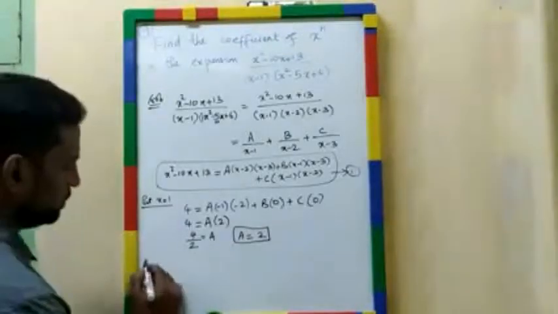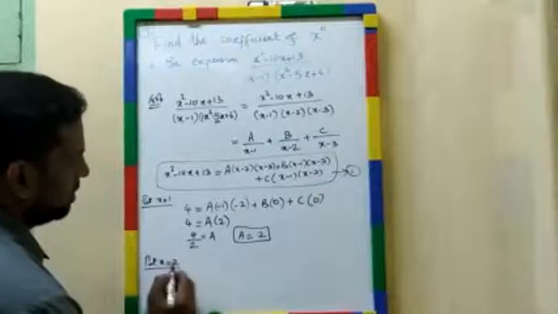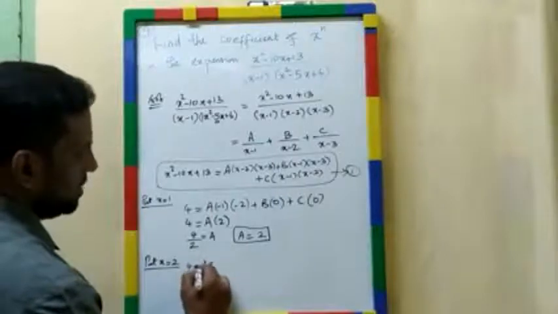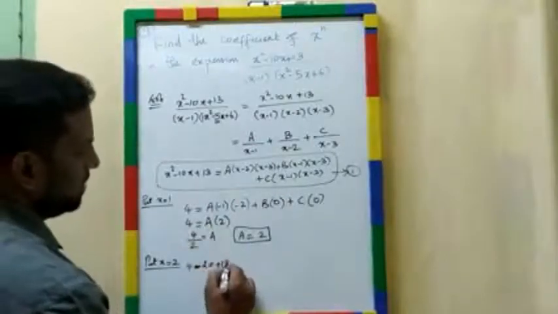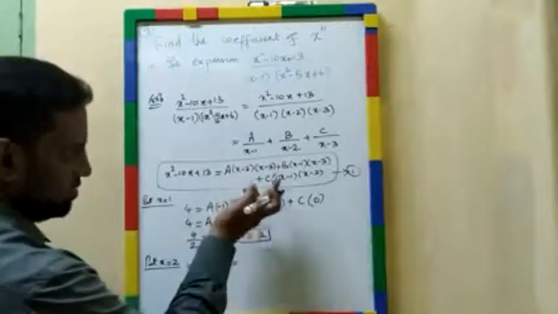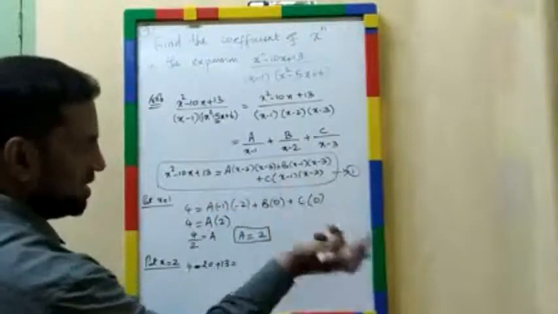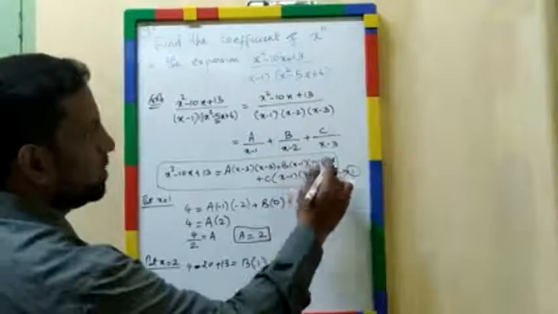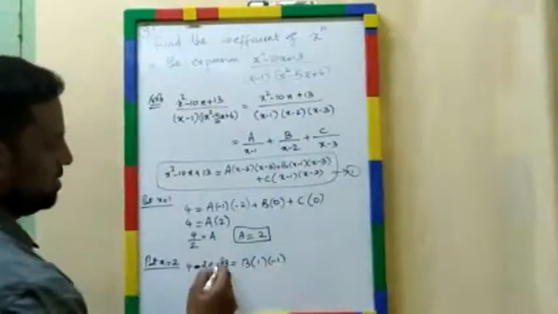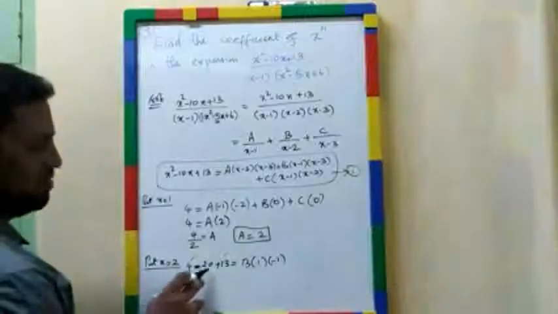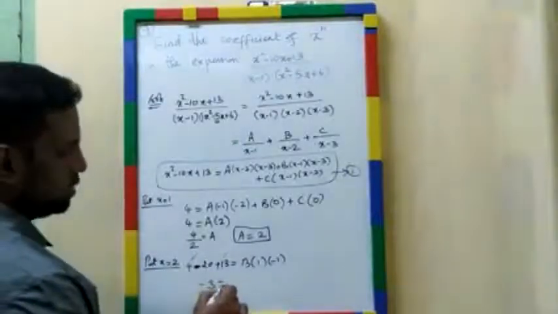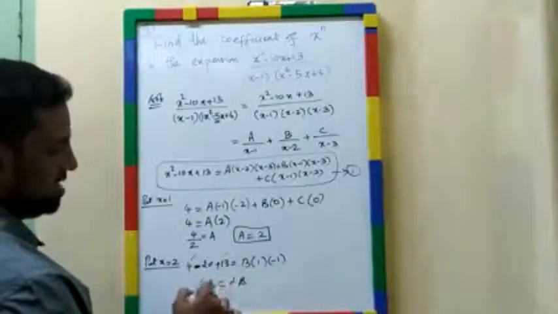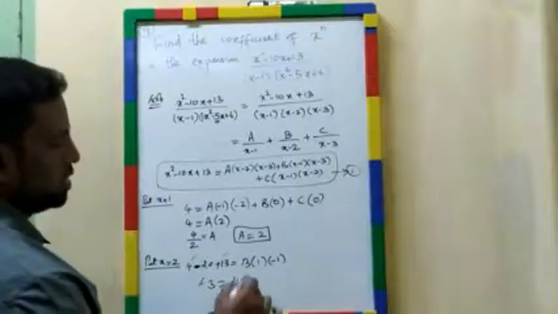Now put x equal to 2. 2 square is 4, minus 10 into 2 is minus 20, plus 13, equals 4 minus 20 plus 13. The first term becomes 0 because 2 minus 2 is 0, and the third term becomes 0 as well. Only the second term remains, that is b into (2 minus 1), which is 1, into (2 minus 3), which is minus 1. Simplifying, 13 plus 4 is 17, 17 minus 20 is minus 3, equal to minus b. The minus cancels on both sides, so b equals 3. So you got a and b.